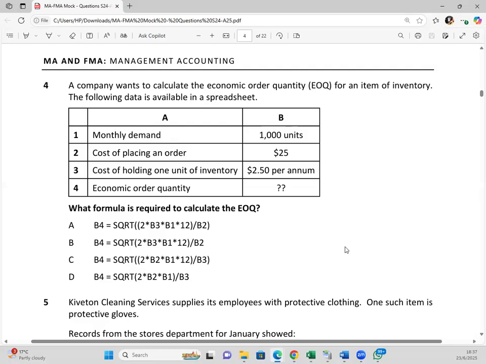So it's the square root of 2DCO over CH, where D is the annual demand. They normally play around with the demand. So don't just take the units given, consider whether they are for the year, because the demand is for the year. And also the CH is the cost of holding 1 unit of inventory. If they give you the cost for all the units, we want it for 1 unit of inventory.